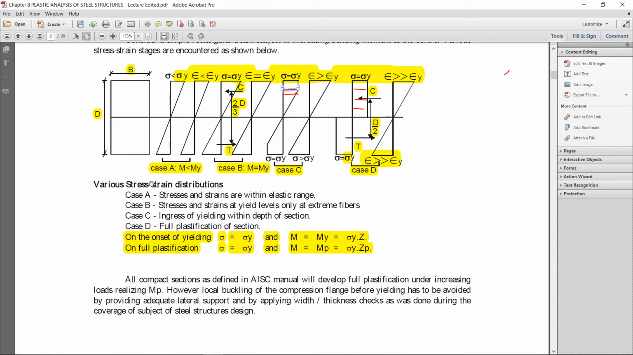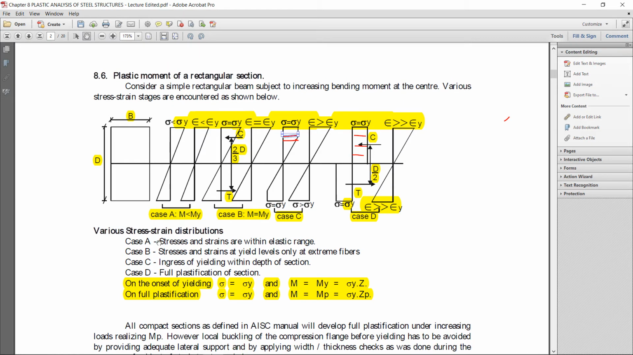Now the various stress-strain distributions. Case A: stresses and strains are within the elastic range, less than yield. Case B: stresses and strains are at yield level only at the extreme fibers, meaning the stresses have just reached the yield point. Case C: ingress of yield, meaning entering of yielding within the depth of the section, so from the top of the section the yielding starts and continues into the depth of the section.